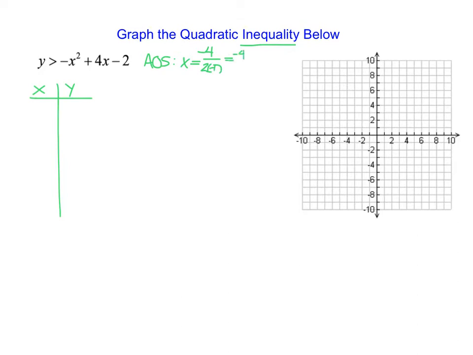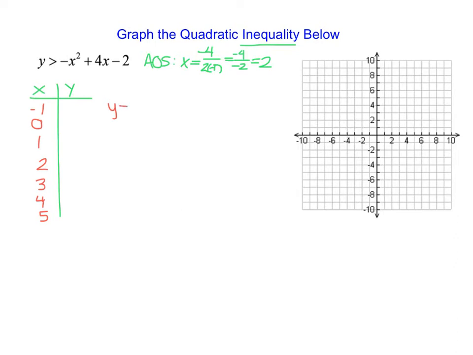So we have -4 over -2, which gives us a positive 2. So the vertex has an x value of 2. And then we're going to pick a couple of points around it. So let's do 1, 0, and -1, and then maybe 3, 4, and 5. Let's start by calculating some of these points. Remember, I'm going to assume this is an equal sign for right now. We'll come back to the fact that it's an inequality later.